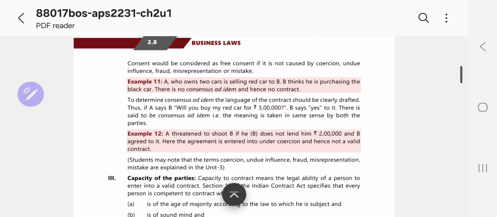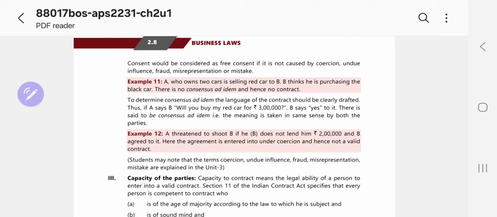So here you can see consent would be considered as free consent if it is not caused by coercion. Coercion means force. If one party is forcing another party to agree to the contract, then that is called a contract by coercion but not by free will. So there should be free consent. One party, or both the parties, should freely accept the terms and conditions to become a valid contract.